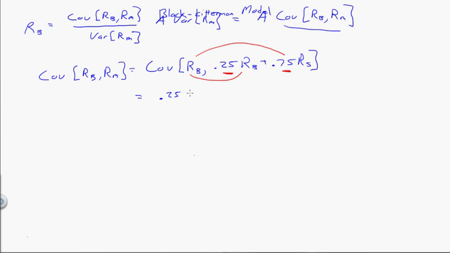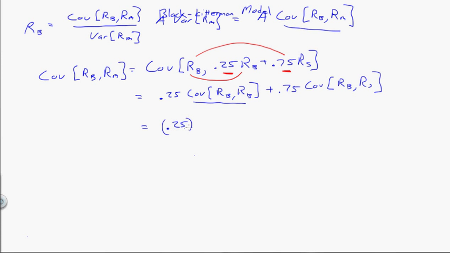So 0.25 comes out, and that's times covariance of return on bonds with return on bonds plus 0.75 times the covariance of return on bonds with return on stock. Remember, this is just the variance of the return on bonds, so that's 0.25 times 0.0064 plus 0.75 times 0.00408.